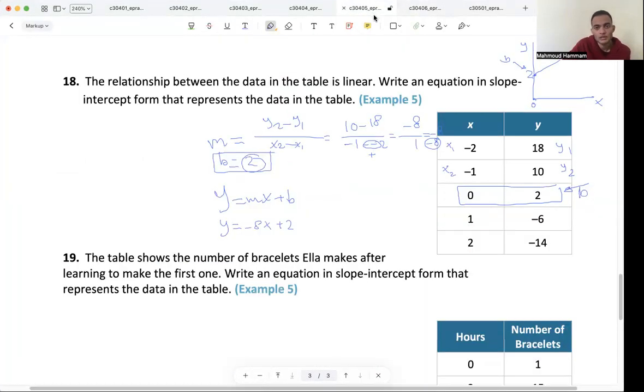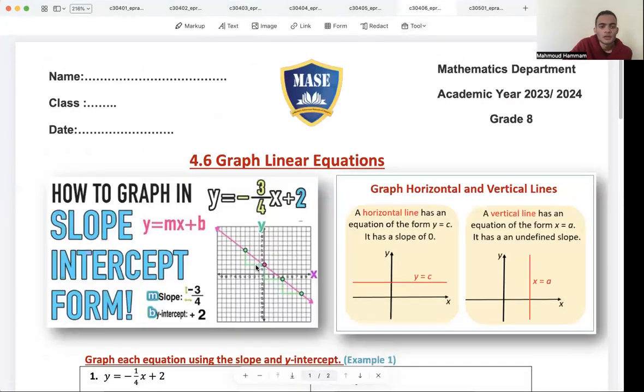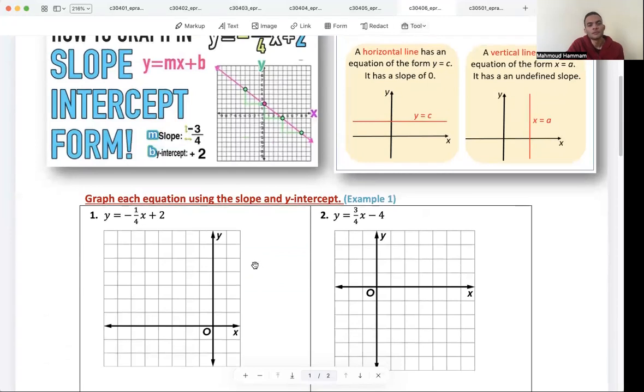Questions? Any question? Adham, Noor? No. Clear. 4.6 graphing.